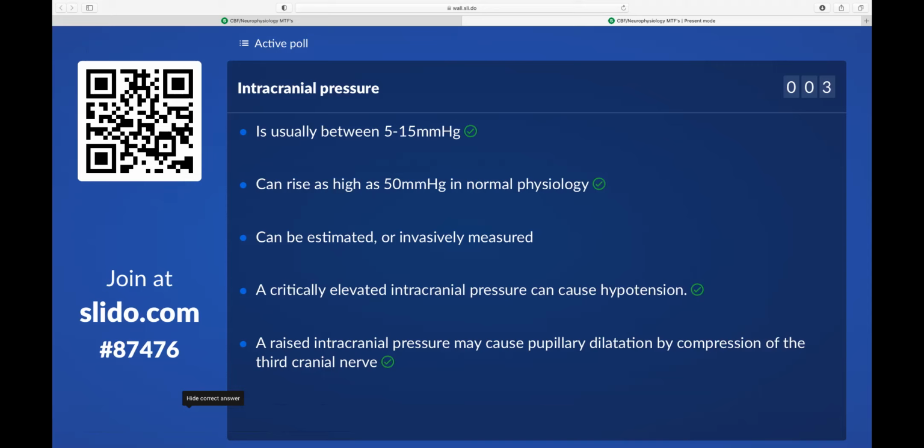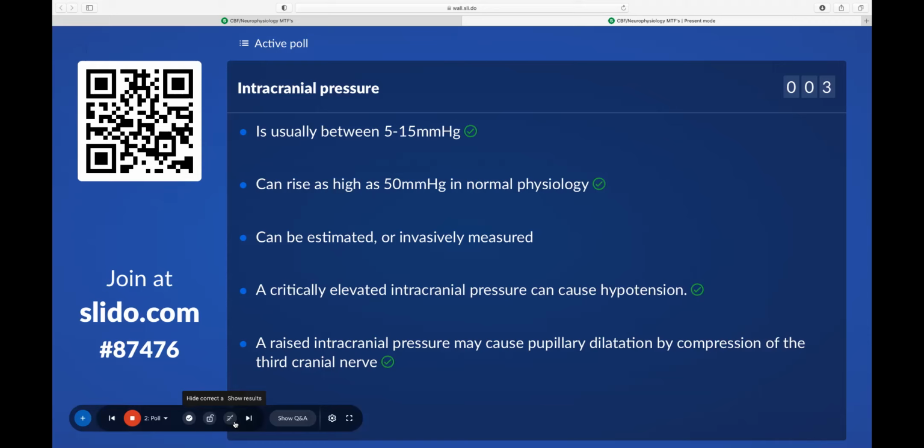Grand. A critically elevated intracranial pressure can cause hypotension. Everyone thought that's true? It can. "Can" is pretty much always true, isn't it? And "may," exactly. That would be just coning, right? Because you'd initially have hypertension, and then at that point you... Exactly. So what's the mechanism of hypotension here?